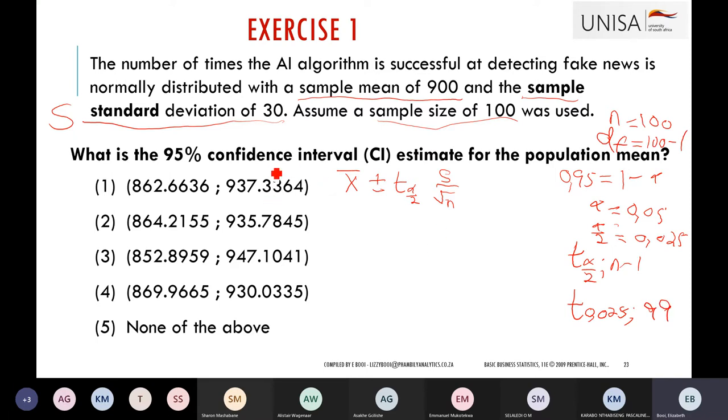So let's quickly just substitute into this formula. We will go and find the critical value. The mean, it's 900 plus or minus. Let's go find the critical value on the table.